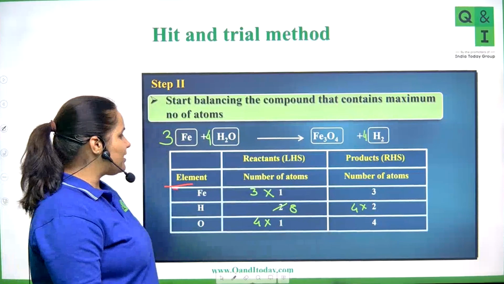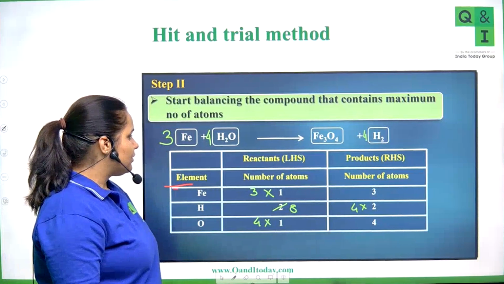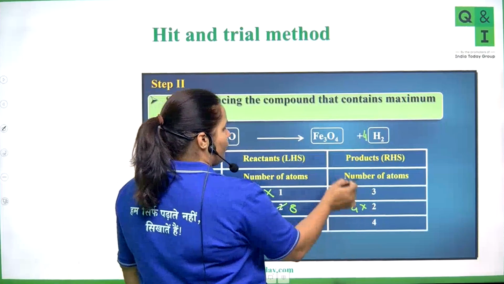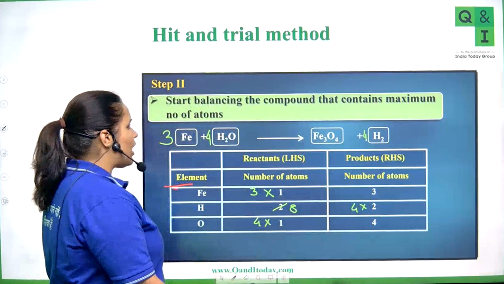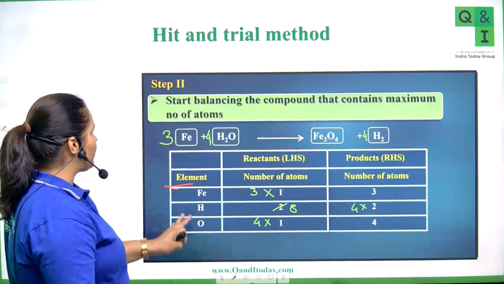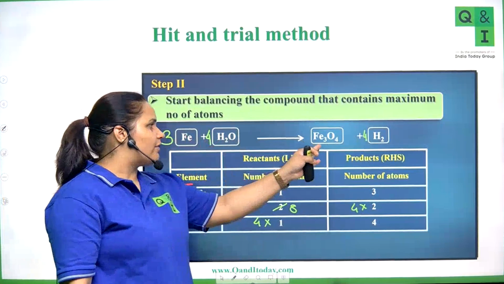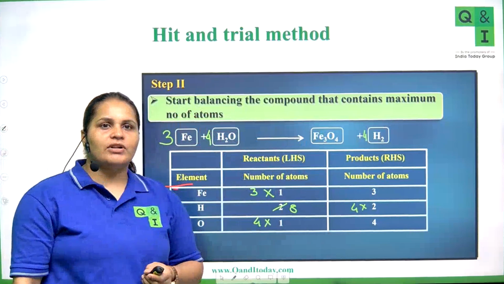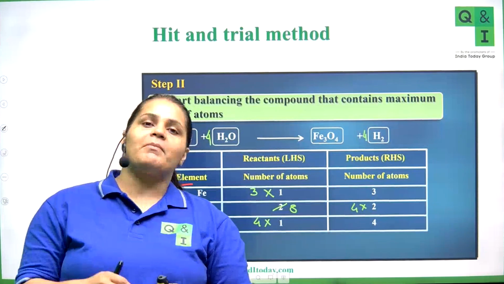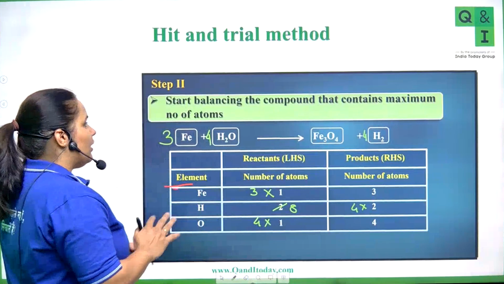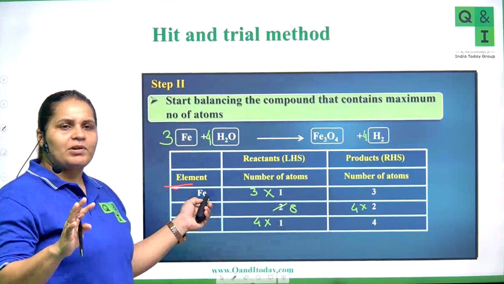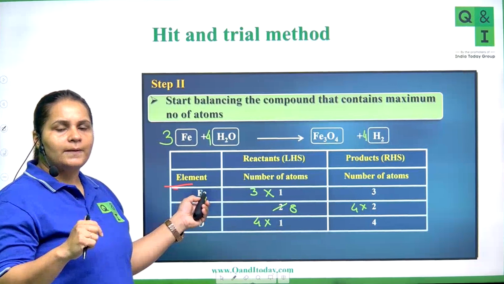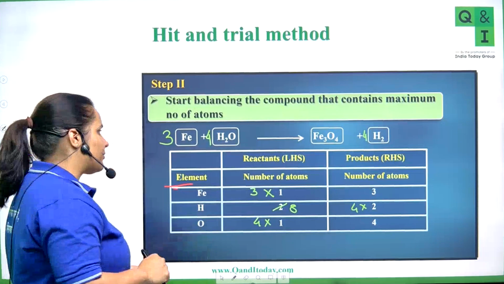Am I clear with all these steps? Yes, ma'am. And here oxygen 4, fine, everything is done. Here 4 and Fe, no change. So now I got my balanced equation: 3Fe plus 4H2O, giving you Fe3O4 plus 4H2. So we started with the compound having the maximum number of atoms. Any doubt at any step here? Please let me know. No doubts. Great.